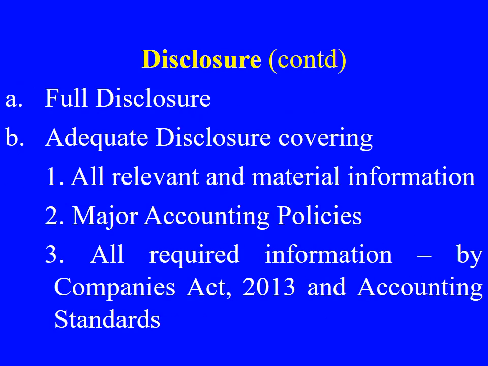So here we can see what we need to disclose. We need to disclose the complete information about the company's performance, and apart from that, adequate disclosures which cover all the relevant information which is material, and all the accounting policies which the company has followed, and all the information as stated by the Accounting Standards and Companies Act 2013. All this information we have to disclose to the users. That is about disclosure.